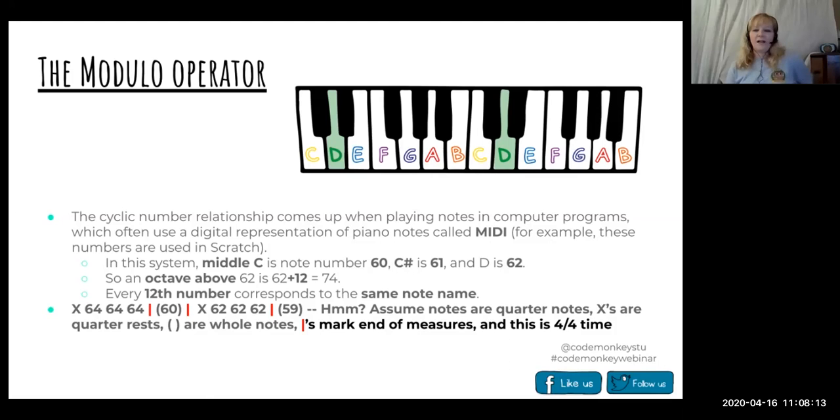Now, I've got a little bit of a challenge for you. I put a little bit of MIDI music in the middle of this, so I'm going off the chart. The X is going to be a quarter rest. If it is in parentheses, that's a whole note. The red pipes is the end of a measure. So, I gave you a little bit of code. We're going to do this in 4/4 time. Anyone think they know what that is? You need a hint?